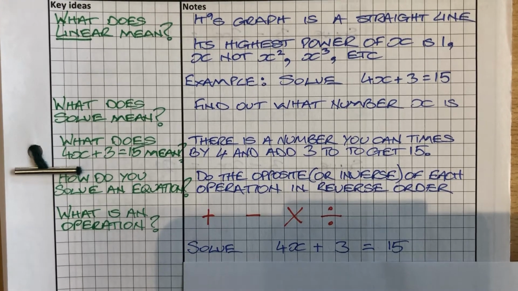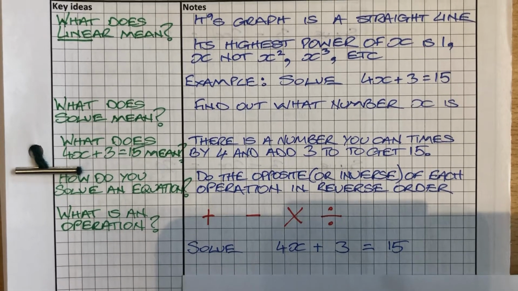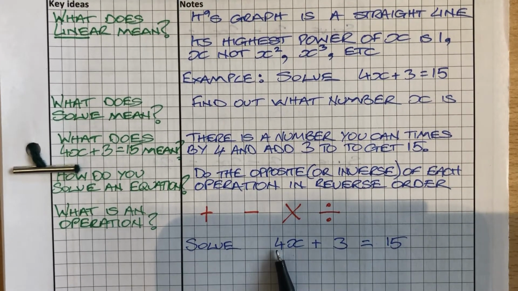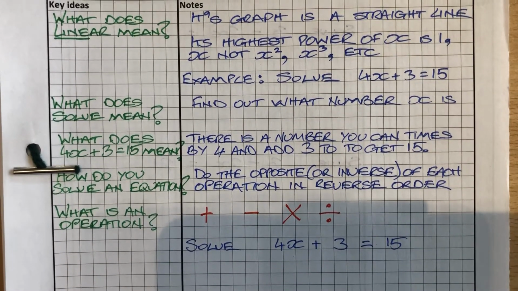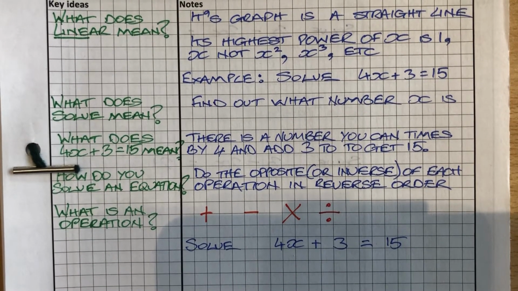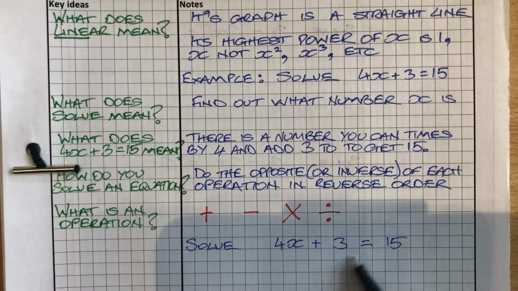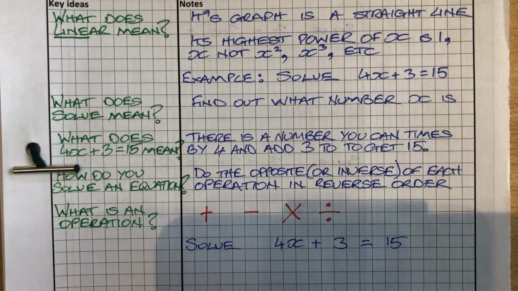So here's the question then. Solve 4x add 3 equals 15. So I know that there's a number that when I multiply it by 4 and then add on 3, I get 15. So what do I do? I work in reverse order. What was the last thing that happened? It was this add on 3. So I need to get rid of that.